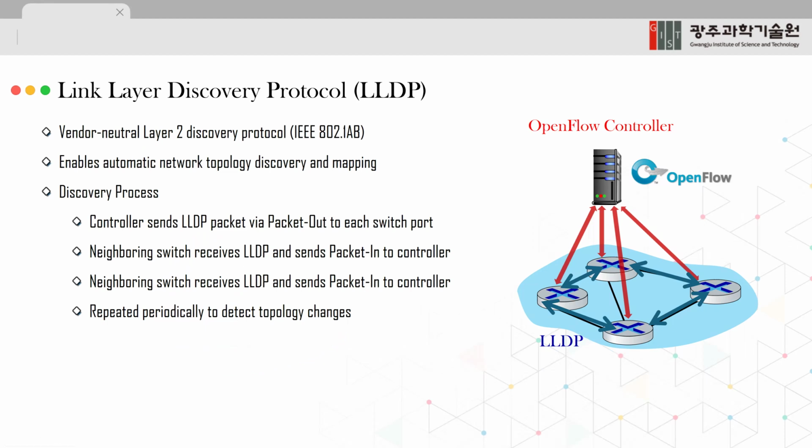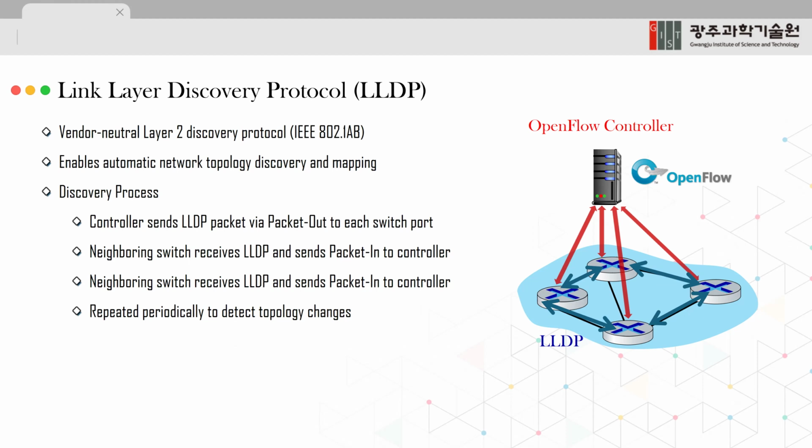Now let's discuss the first of 2 crucial protocols, LDP, or Link Layer Discovery Protocol. LDP is an IEEE standard protocol. I want to emphasize something important here. LDP is not unique to SDN or OpenFlow networks. It's a general purpose layer 2 protocol that has been used in traditional networking for many years.